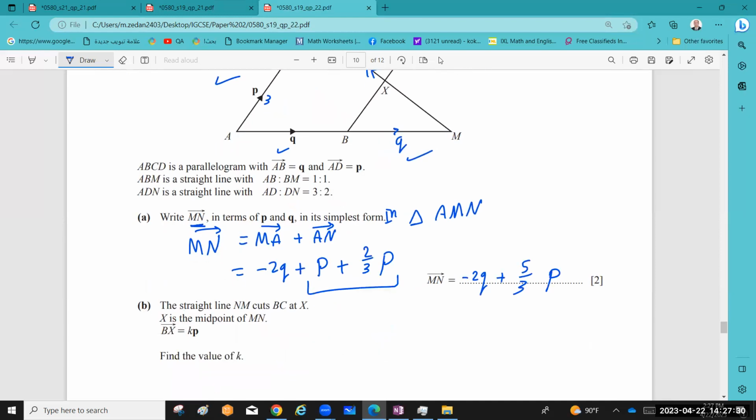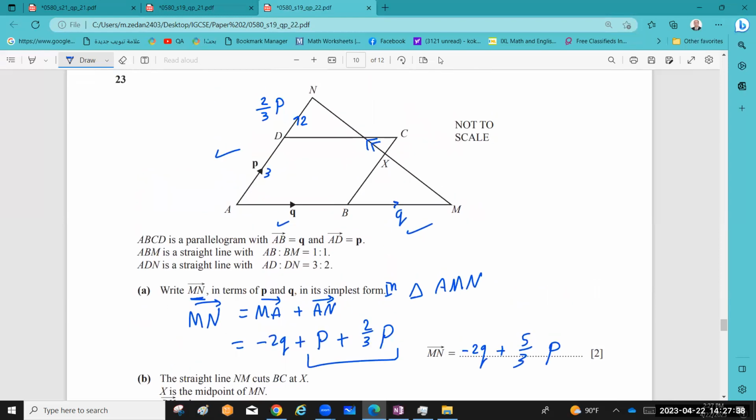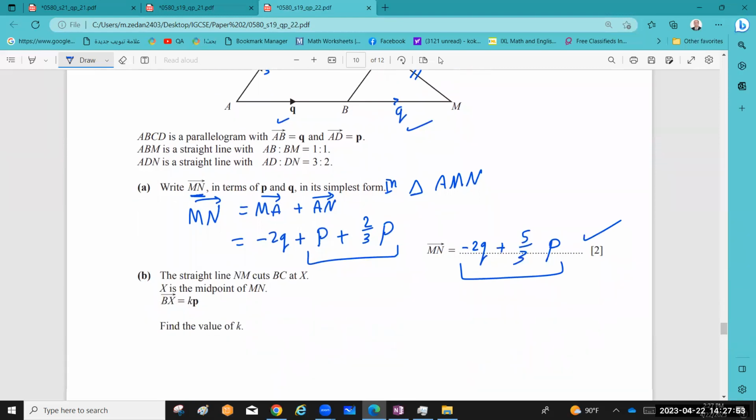Now the straight line MN cuts BC at X. X is the midpoint of MN. Good. I found MN already. So X is the midpoint; this part is equal to this part, each of them half the amount.